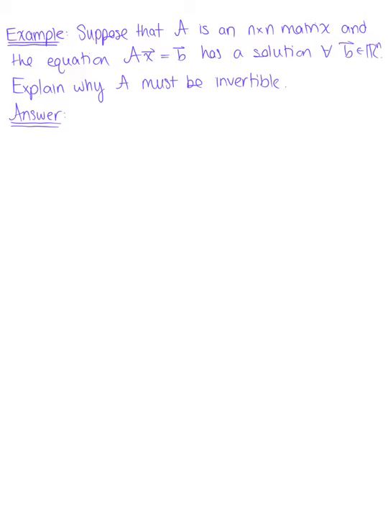Suppose that A is an n by n matrix and that the equation matrix A times vector x equals vector B has a solution for every vector B in Rn. And we're asked to explain why A must be invertible. So we suppose A is an n by n matrix.